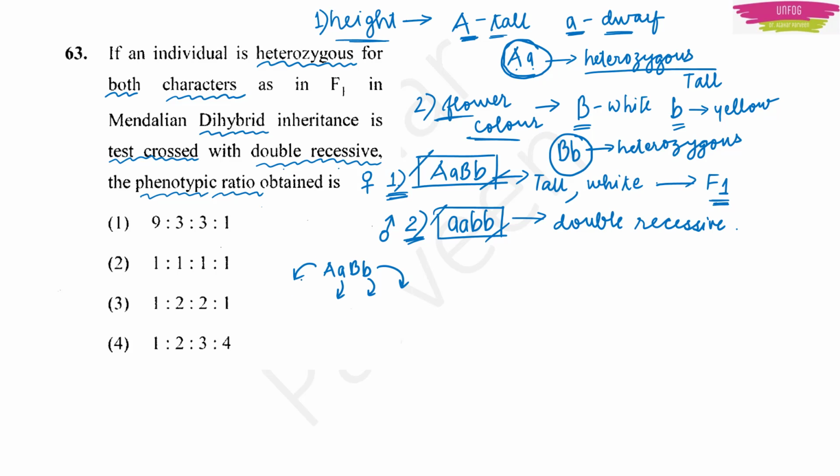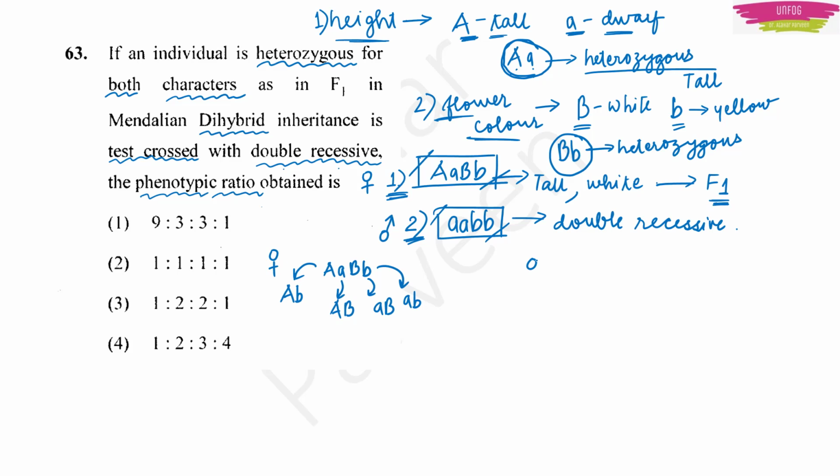So first we'll form, write capital A, small a. Now next we'll write down small b, capital B, small b. Okay. So these are our gametes for the female parent.